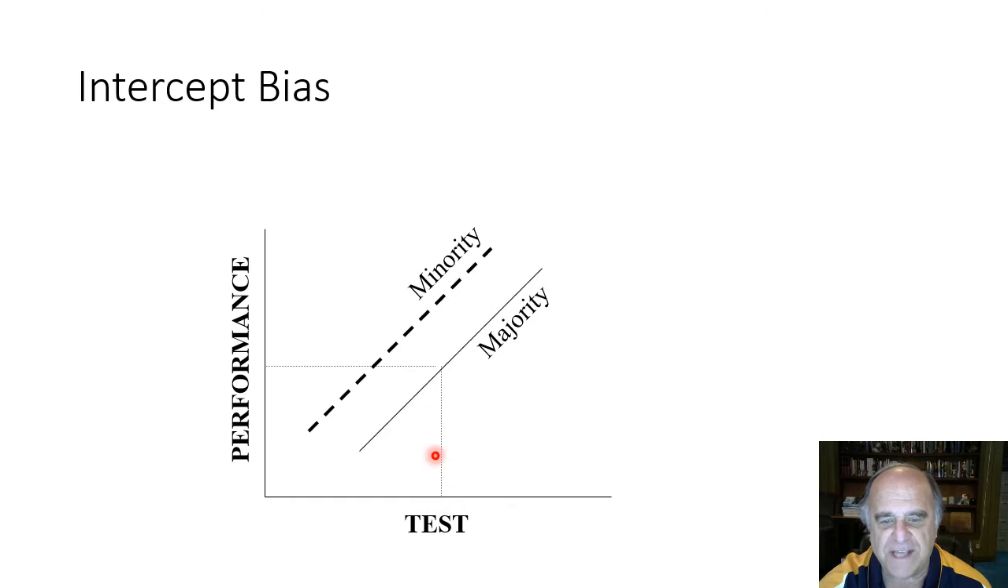So for a certain test score for the majority, we're actually predicting a lower level of performance than we would for a minority group member. For the same test score, a minority group member will have a higher level of performance than will a majority group member. And so that's classic intercept bias in a moderated regression. And there you can see now the prediction for the minority.